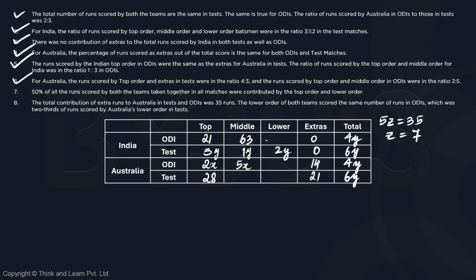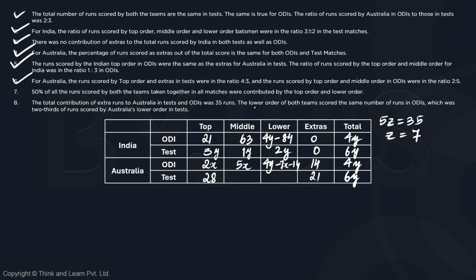So the lower order is going to be 4y minus, since the sum of top, middle, lower and extras is 4y. So the lower order will be 4y minus 21 minus 63, which will give us 4y minus 84. Similarly, for Australia ODI, sum is 4y, out of which we can see 14 extras, 2x and 5x. So this is going to give us 4y minus 7x minus 14. So this is the lower order value. For the test for Australia, we can't do anything right now.